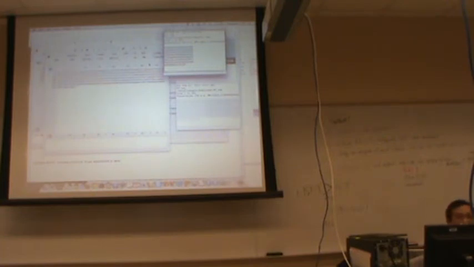So how many amino acids long is it? 154. How long is this gene? 465. The protein is 154 amino acids, but this gene is 465 base pairs.